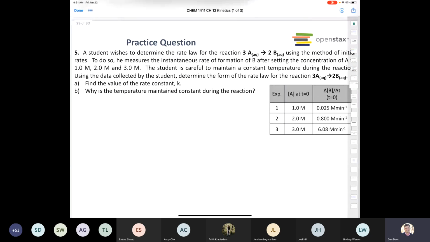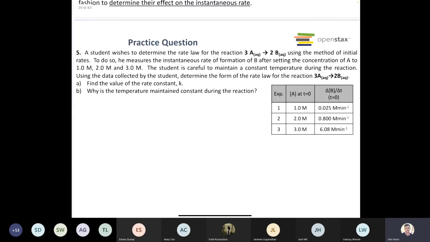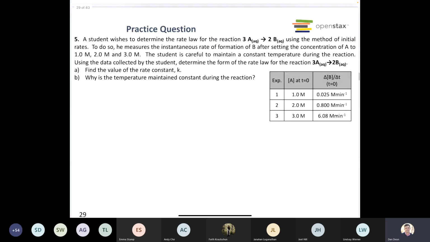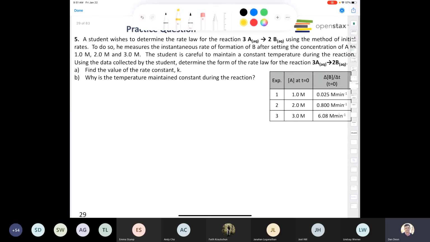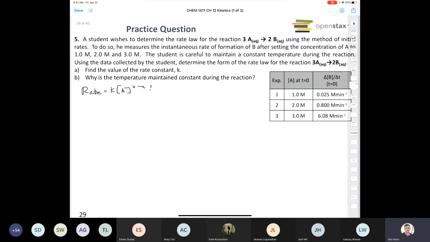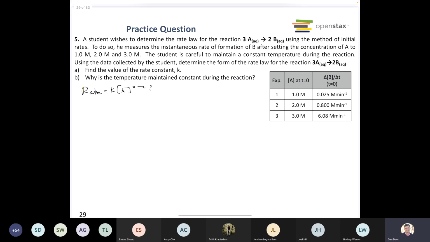We got one reactant. Let me move this so you can see the whole question. It says, a student wishes to determine the rate law for this reaction. So what it's saying is that we have a reaction. We know it's going to be something like rate is equal to K times A to the X, but we don't know what this exponent is. We want to determine that exponent. So using the method of initial rates, the person is going to determine what X is.